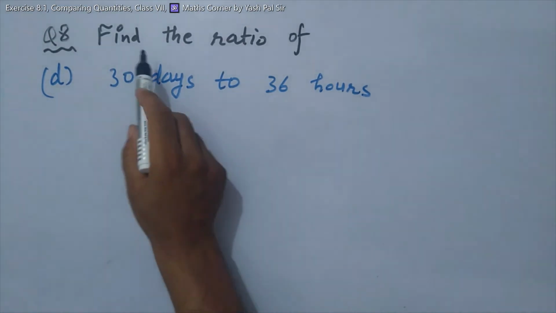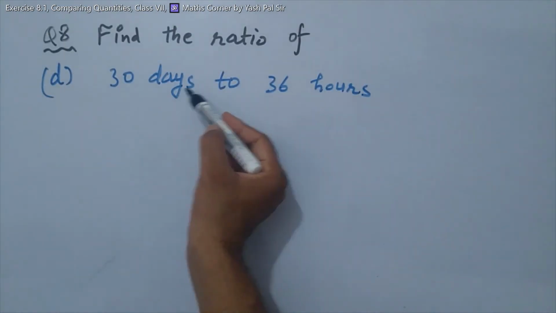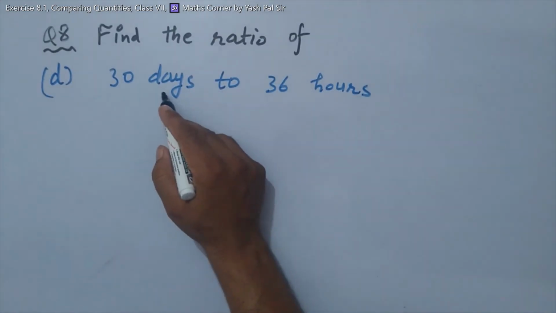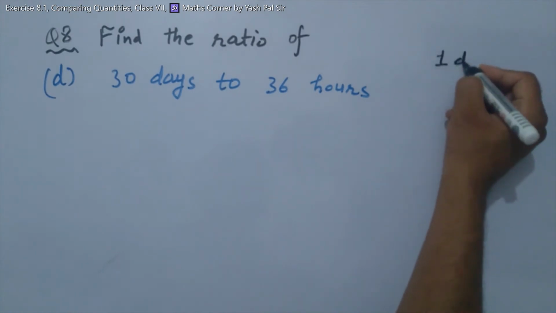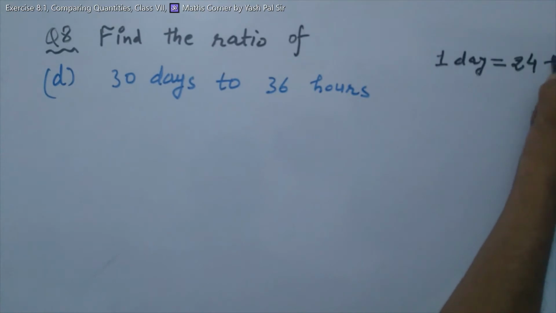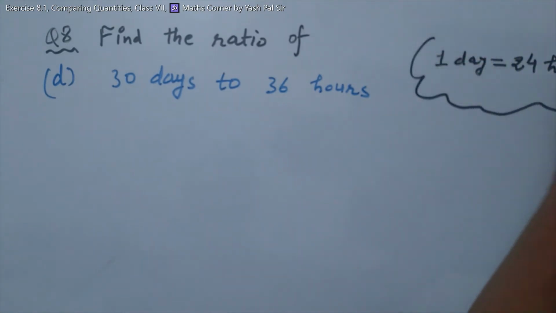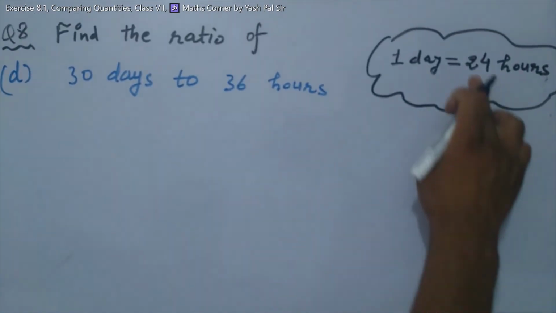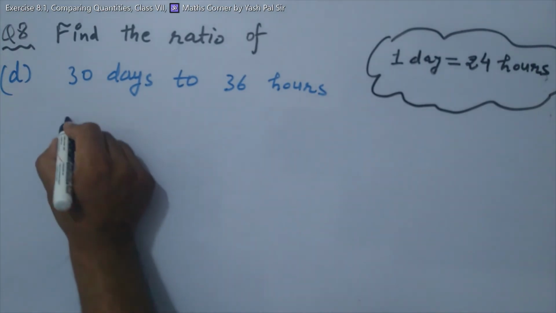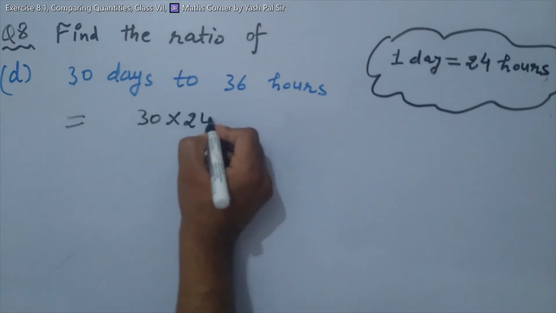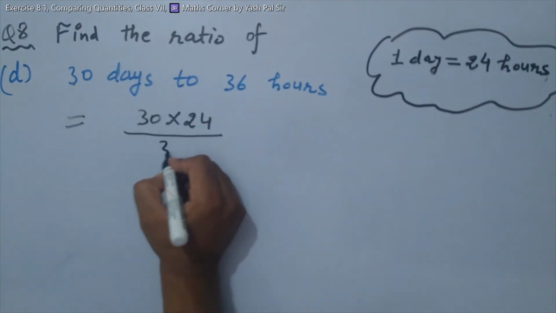Part D: find the ratio of 30 days to 36 hours. So firstly, one day has 24 hours. This is known to us. What is known to us? One day is equal to 24 hours. So we have to multiply this 30 days by 24, divided by 36.